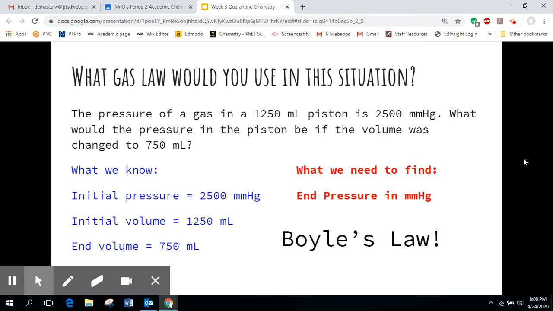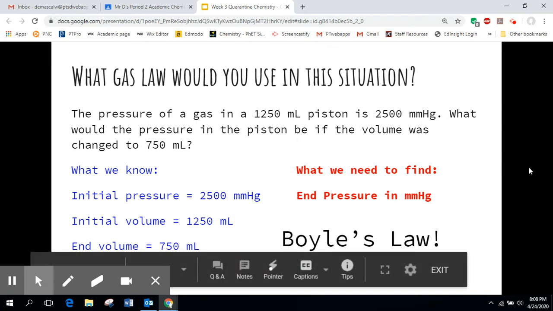Think about what we just did. We went through and we looked at the volume, pressure. They asked for another pressure. They gave us a second volume. There's no temperature. There's no amount. So we only have pressures and volumes. What law only has pressure and volume? Boyle's law.